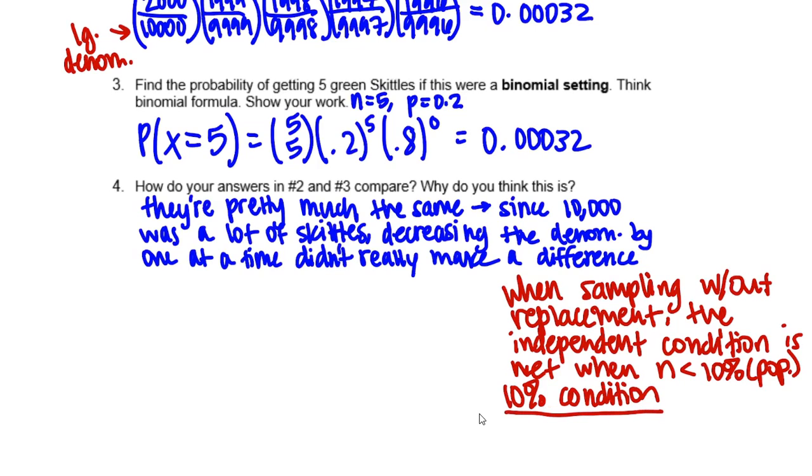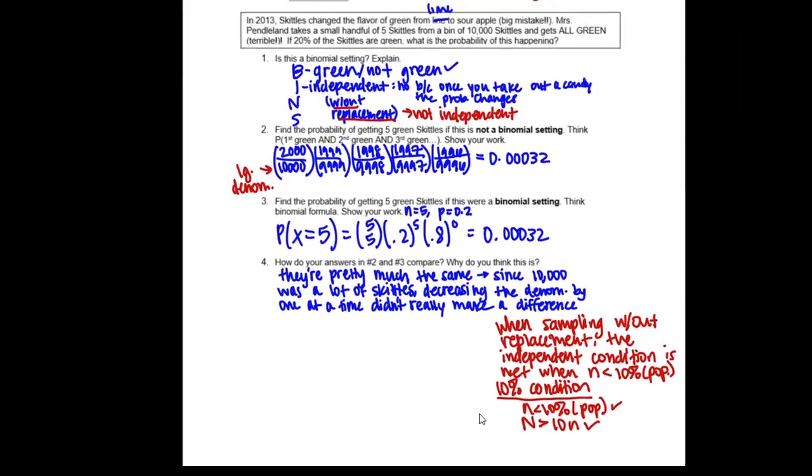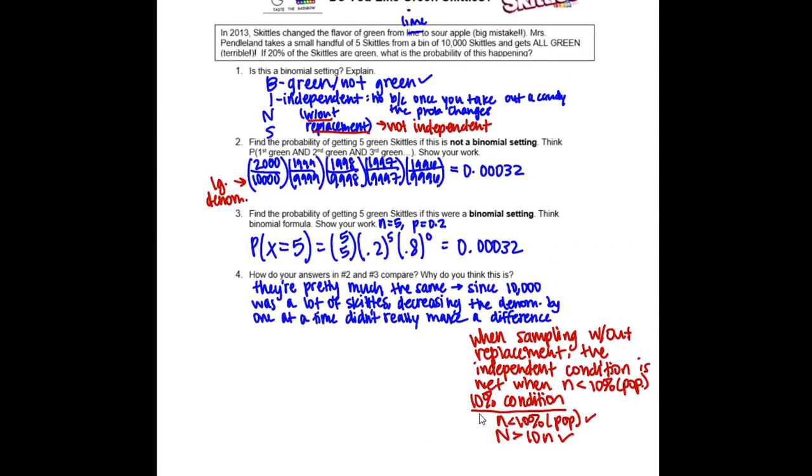And so it says that if n is less than 10% of the population, you're good, or if your population is greater than 10 times your sample size. Those say the same thing, so you'll see it written both ways. And so that's the case for this. If I check it over here, 5 is less than 10% of 10,000. So 5 is less than 1,000, and we're good to go. So that's how you check it, like I did in the purple.